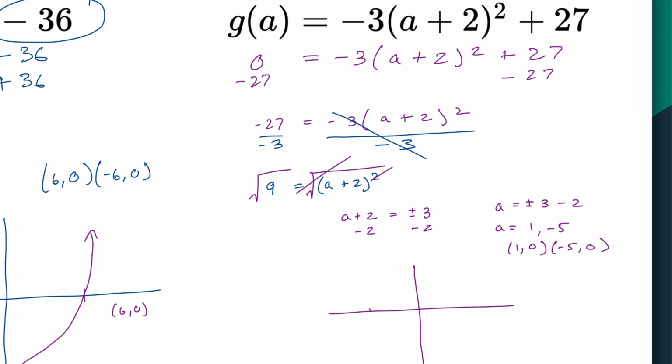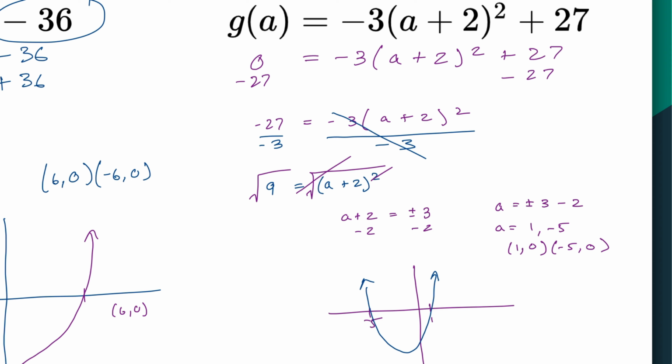So negative 5, we'll call it right here. Positive 1 is here. And if you think about it, it has to split the distance. So your vertex is going to be somewhere in between. Okay. Now, again, I know this one is in vertex form. We can find it, but not all of them.